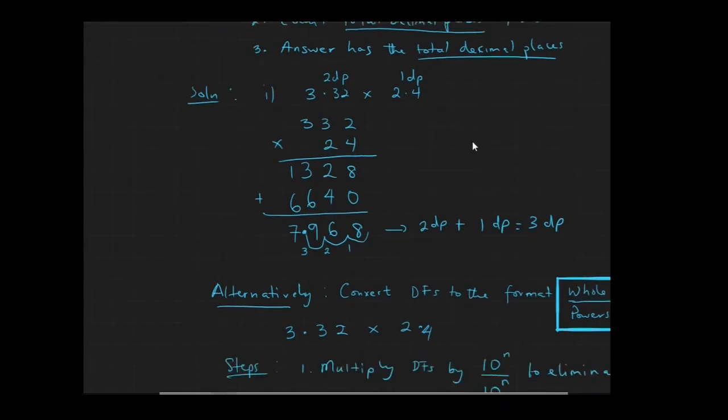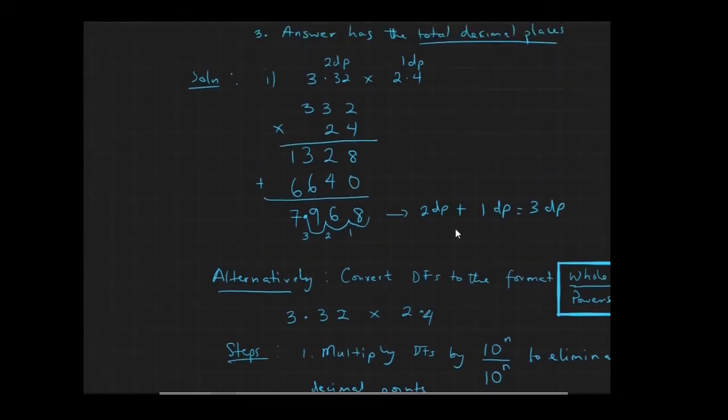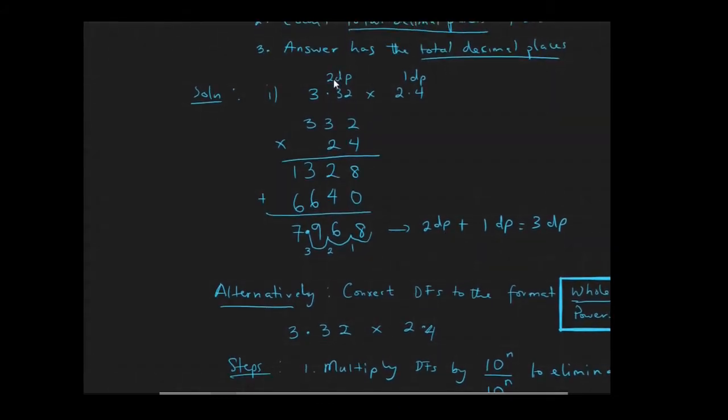We'll get 7,968. Then you add the total decimal points, or find the total decimal points. In this case, it is 2 decimal places plus 1 decimal place, making 3 decimal places. And so we'll shift the decimal from the right 3 places, 1, 2, 3. And that will be our answer. Our final answer is now 7.968.